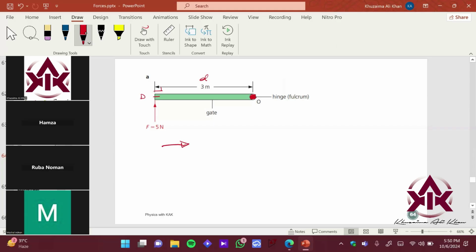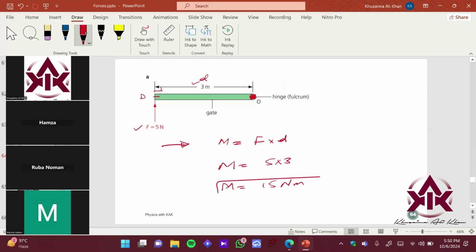So what is the formula of moment? How do we find moment? Moment equals F multiplied by D. Yeah, it's basically force times the perpendicular distance from the pivot, right? So if I just put in the values, I get what? Let's say you were opening your gate from your doorknob, applying a force of 5 newtons, and your doorknob is at a distance of 3 meters from the pivot, right? So your moment comes out to be 15 Newton meter, right?